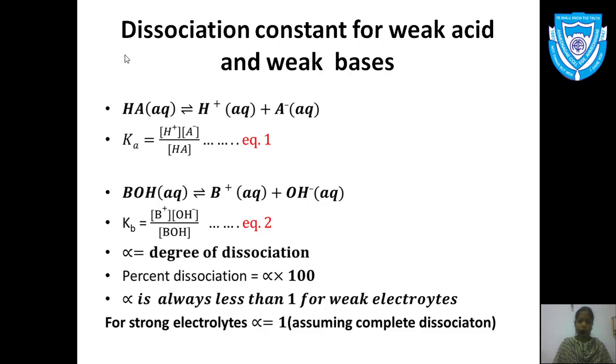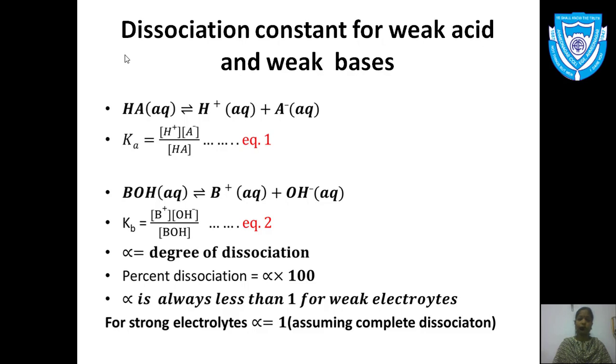Now one small term here is alpha, which is called the degree of dissociation. Alpha is defined as the fraction of the total number of molecules undergoing dissociation. Alpha is nothing but the number of moles undergoing dissociation divided by the total number of moles present in the solution. Percent dissociation is given by alpha into 100, or percent dissociation divided by 100 is nothing but alpha.